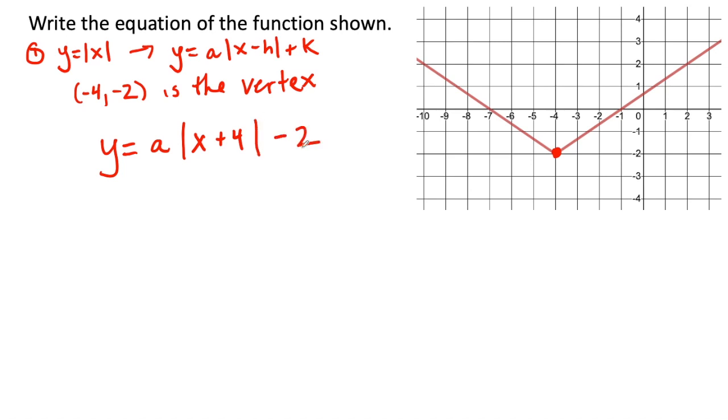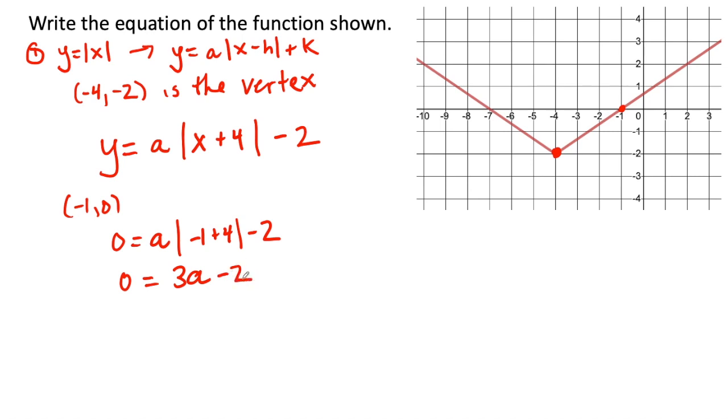Now we just need to find a point on our graph to plug in for our x and our y. I'm going to use the point negative 1, 0, and plug in my x and my y values. So 0 is going to equal a times the absolute value of negative 1 plus 4, minus 2. Negative 1 plus 4 is 3, and so this becomes 3a minus 2. I'm going to add 2 to both sides.